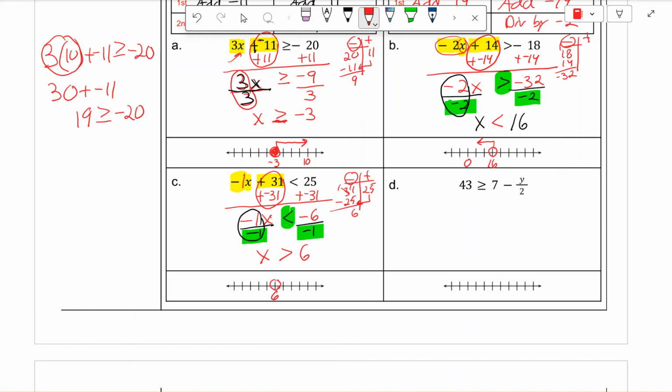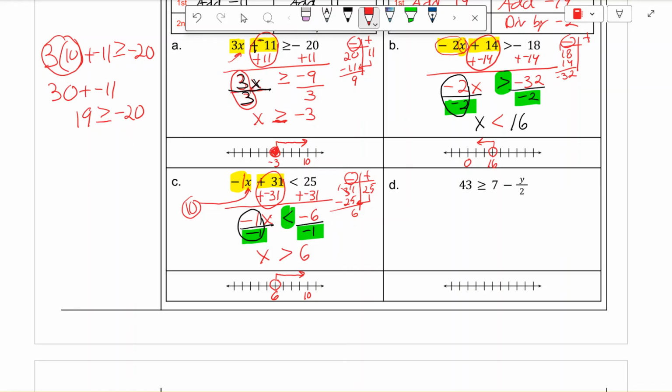It's an open circle again, and x is greater, so it goes to the right. Now to check to see if you are right, you can pick a number that is greater than 6, which would be 7 or 8 or 9 or 10. 10 is an easy number to work with. So we go over here and put the number 10 right there. Negative 1 times 10 is negative 10. Negative 10 plus 31 is 21. And is 21 less than 25? Yes. So you know you have it right.